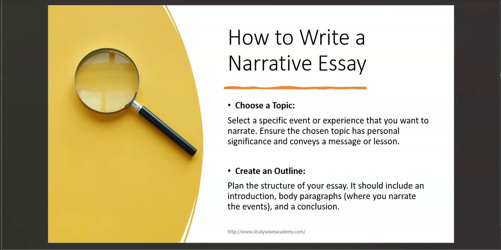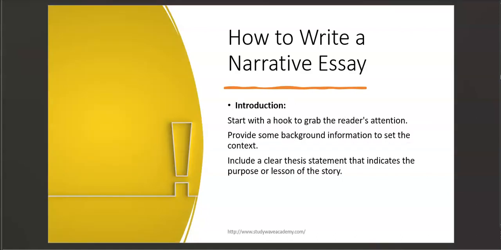Okay, so when you're writing a narrative essay, you first choose a topic. That's very important. First, know what you're going to be talking about. Okay, after choosing a topic, now create an outline. An outline is just a summary of what you'll be writing about or how you'll be writing this essay. After that, now you must have an introduction. This is how to write an essay.